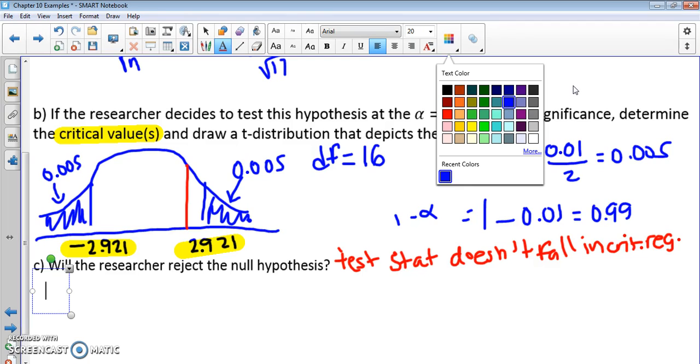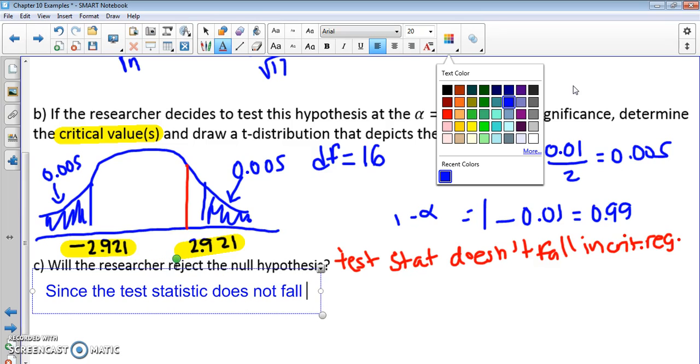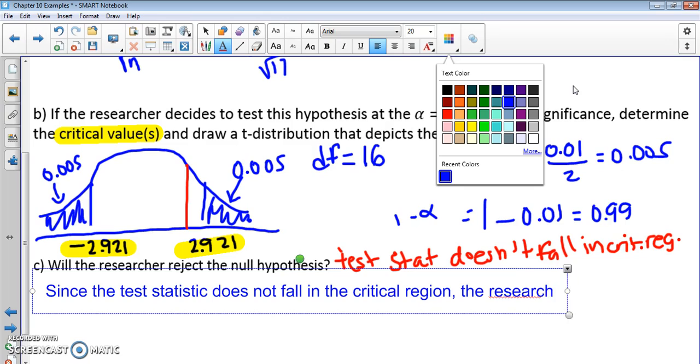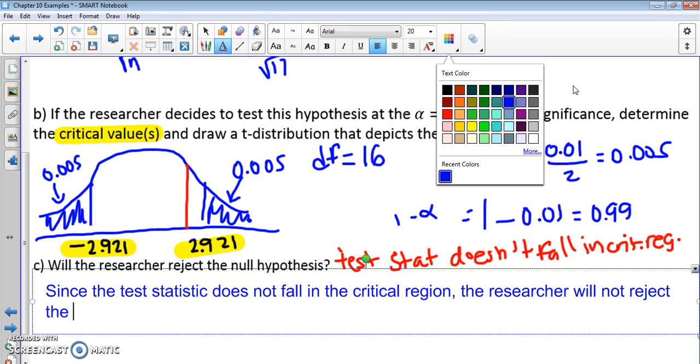Right, so since the test statistic does not fall in the critical region, the researcher will not reject the null hypothesis. So remember, we reject when it falls in the critical region.